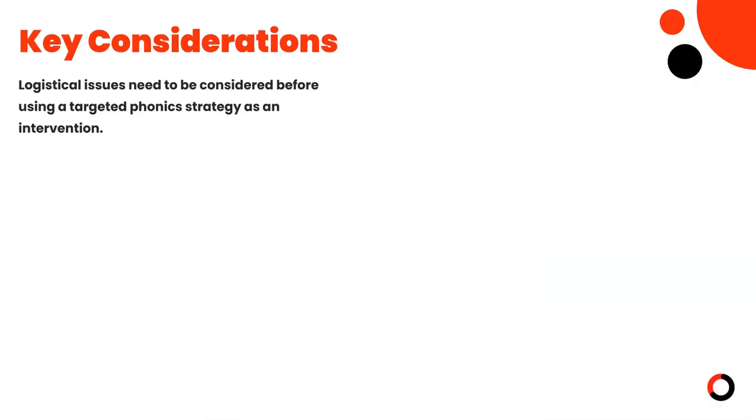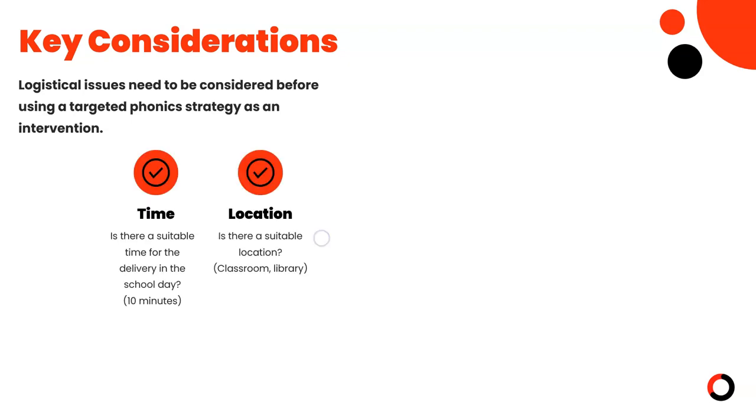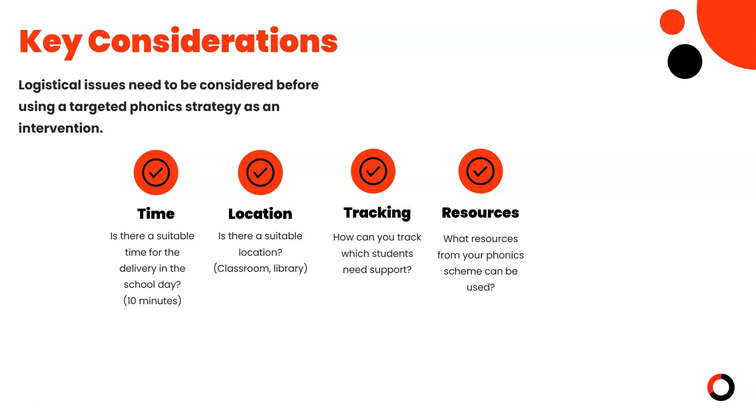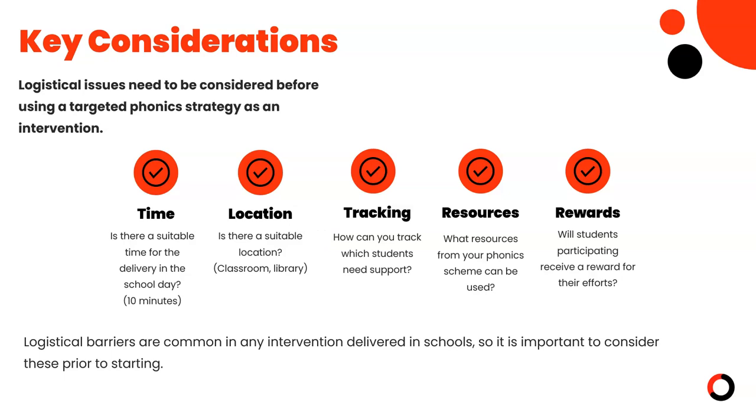Key considerations. Logistical issues need to be considered before using a targeted phonics strategy as an intervention. So is there a suitable time of the day for the targeted support? Is there a suitable location? How will you track the students that need support? What resources from your phonics scheme can be used? And will you link to rewards? So logistical barriers are common in any intervention delivered in the schools, so it's important to consider these prior to starting.